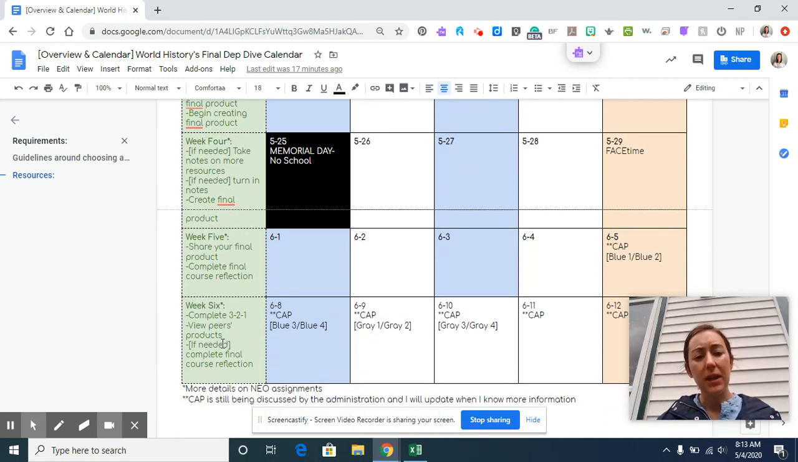Week 5 and 6. In week 5, you'll be sharing your project, so that week gives you some extra wiggle room if you're still working. The goal in week 5 is to upload the product. We're going to be using a gallery style for you to learn about other people's projects and the topics that they researched, which you can see in week 6, which brings us all the way to mid-June.